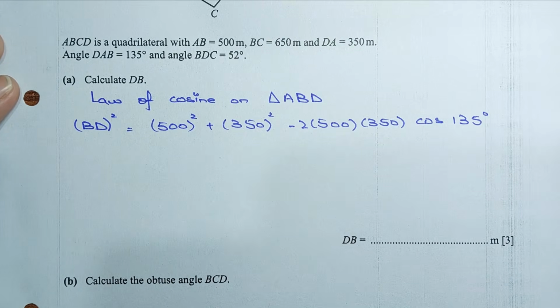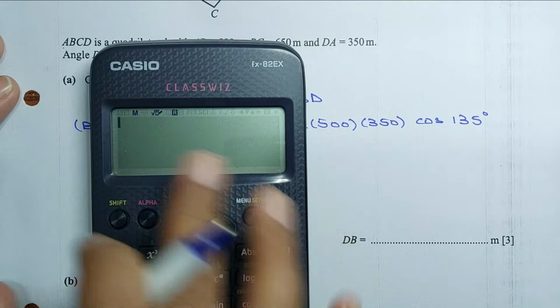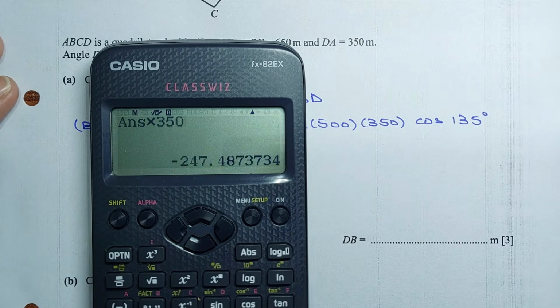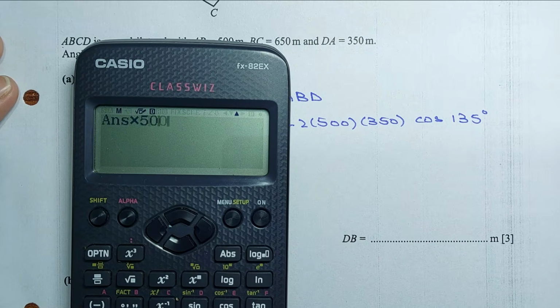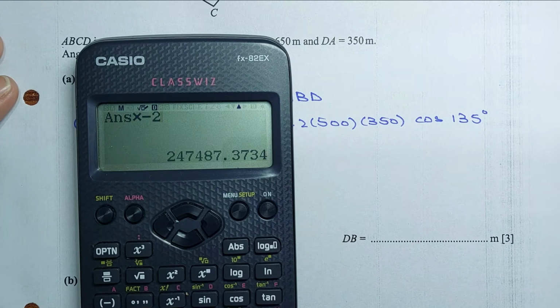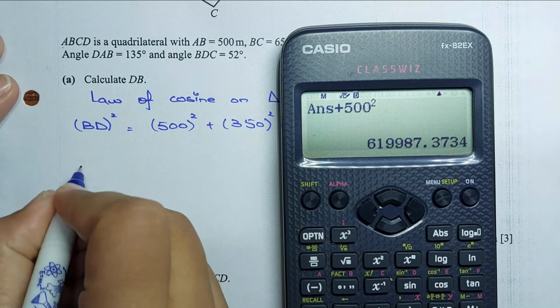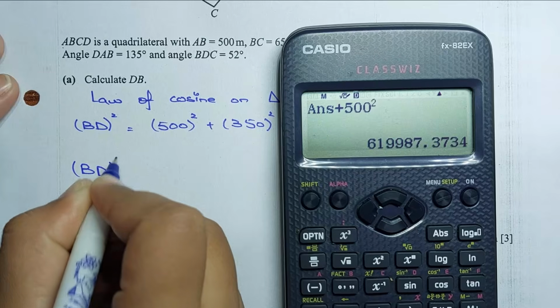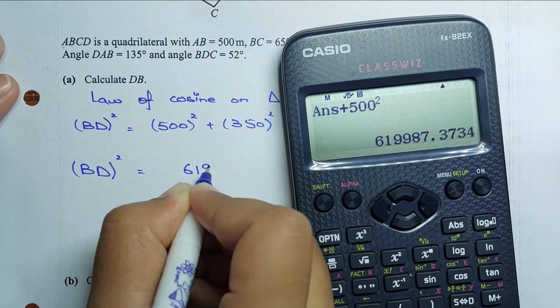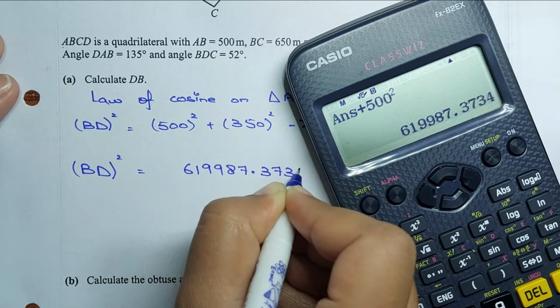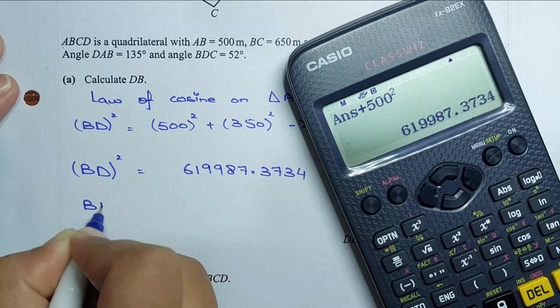Okay, let me simplify this. It should be in degrees. My calculator is in radians, convert it into degrees. Now cos 135 times 350 times 500 times -2 is this much. Add 350 squared and add 500 squared. Okay, so BD squared is equal to 619,987.3734.